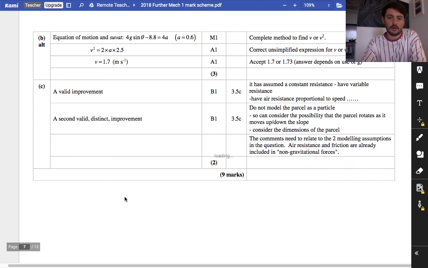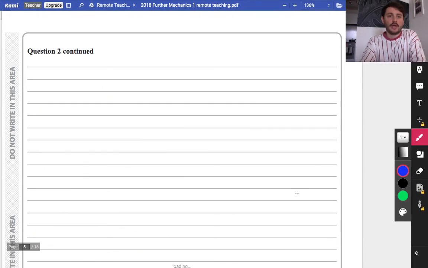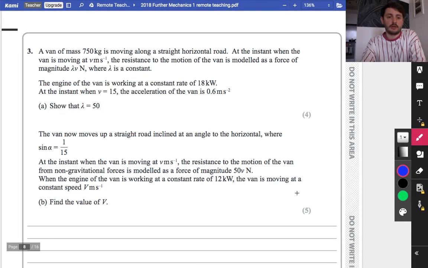And let's see what part C is. The improvements could be having variable resistance, and do not model the particle as a parcel, so that we can consider the dimensions, or a couple of other things there that you might like to read. So you can't talk about air resistance or friction because they're already mentioned, like I said. Okay, so we've got question 3, 4, and 5. I think we can do this all in one video.